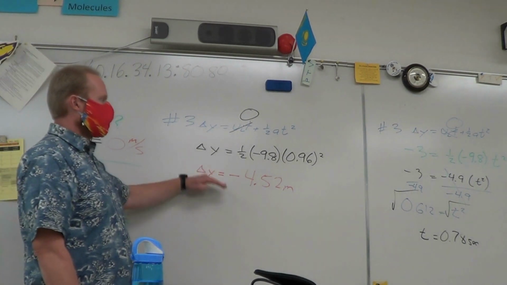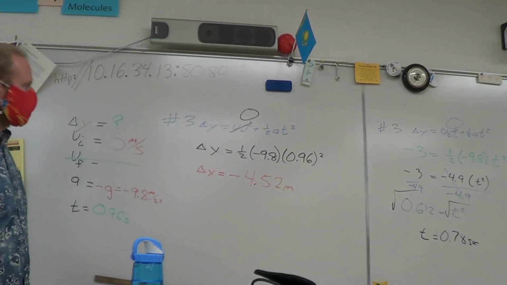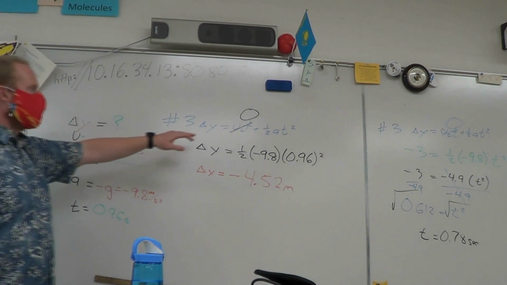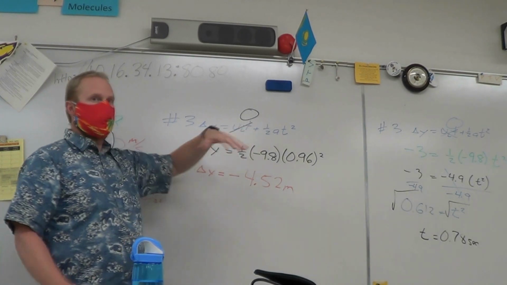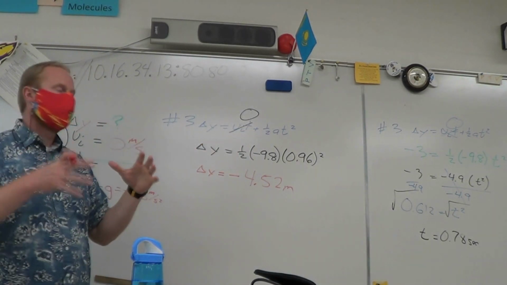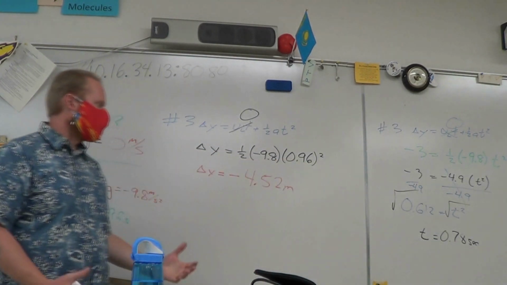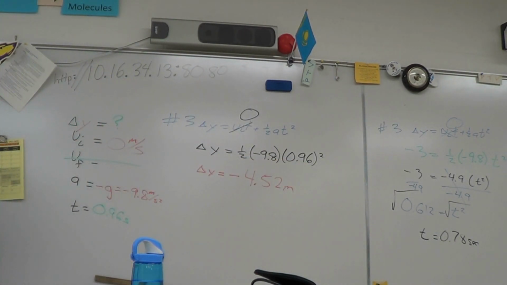So let's go and talk about this. This is equation number 3. Because my initial velocity was 0, my vi times t is 0, that whole term cancels out. And that's equal to 1/2 times a times time, and we get a value of negative 4.52 meters.